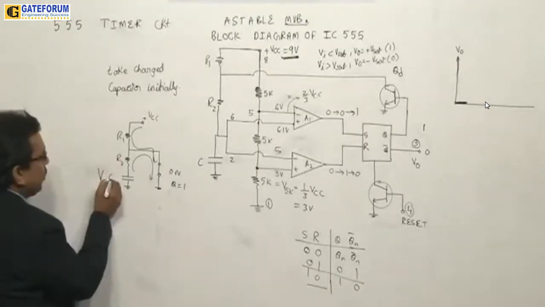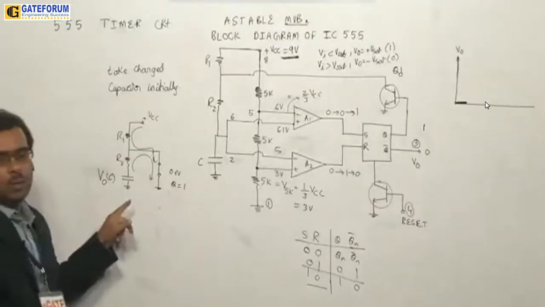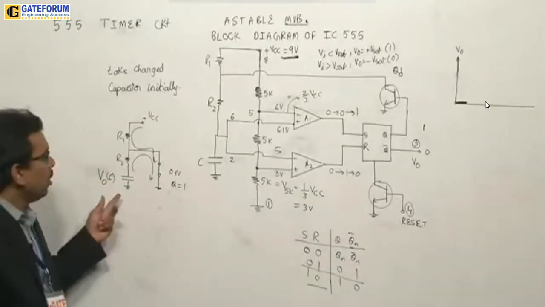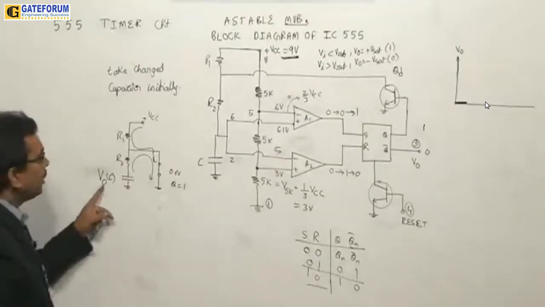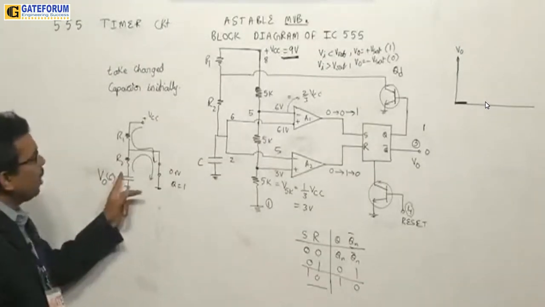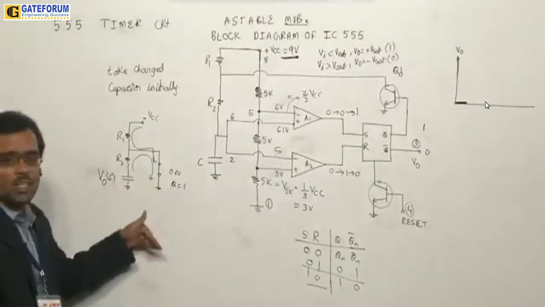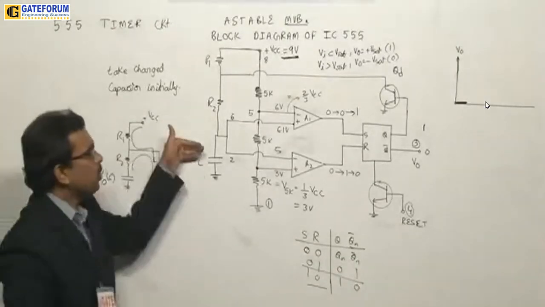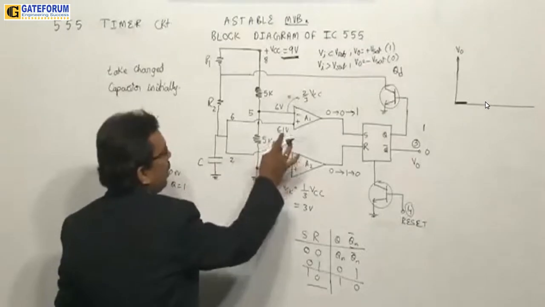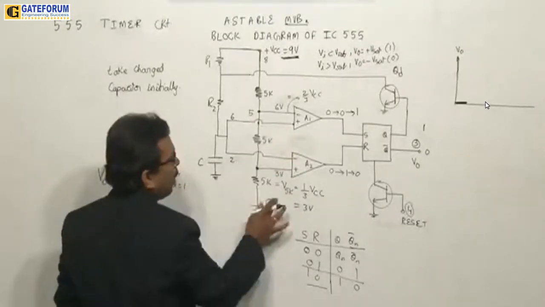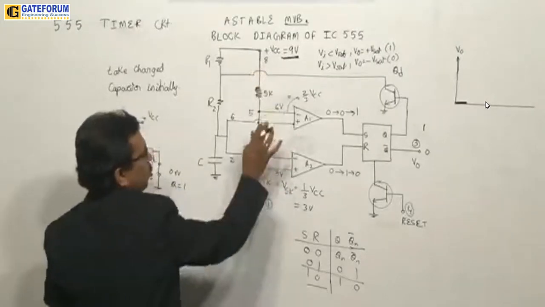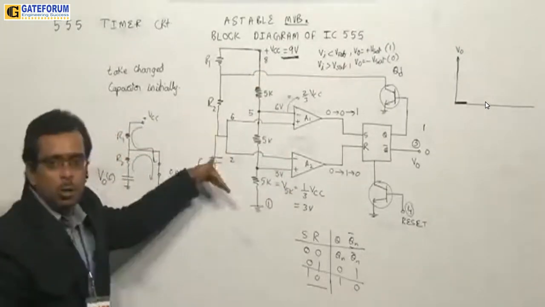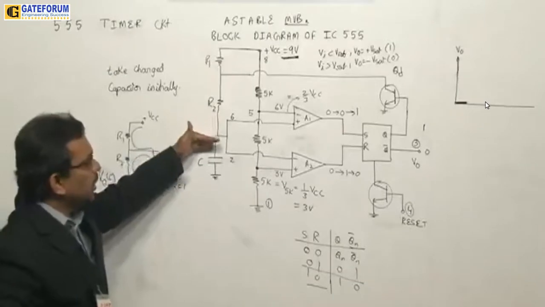So let me put it like this: V0 of C. What do we mean by V0 of C? It means the initial charge is there in the capacitor. Because initial charge is there, it starts discharging. When it is discharging, the capacitor voltage will reduce. Now, all of you carefully observe: as this is fixed, once again 9 volts, 3 volts here, 6 volts here, the capacitor voltage will reduce.